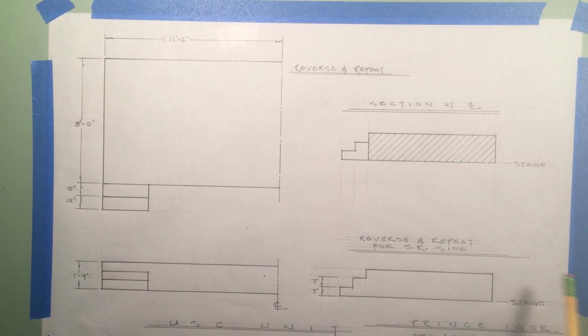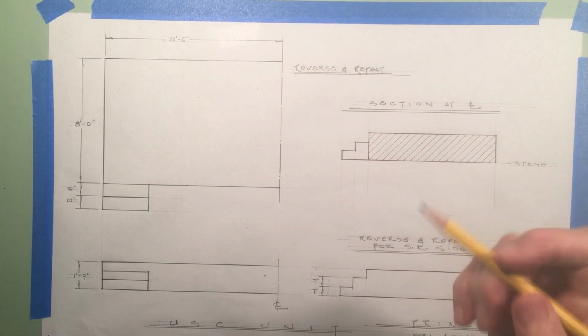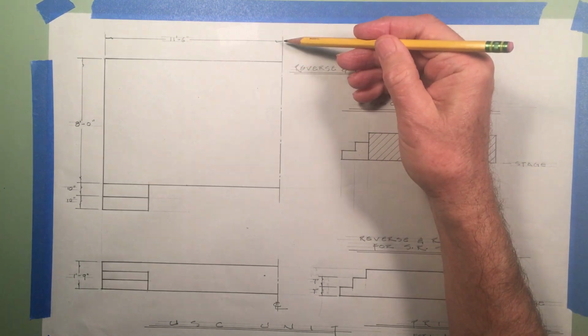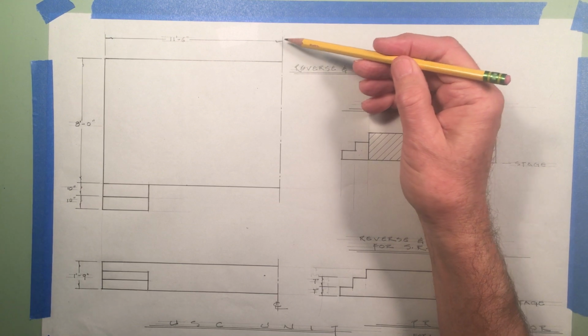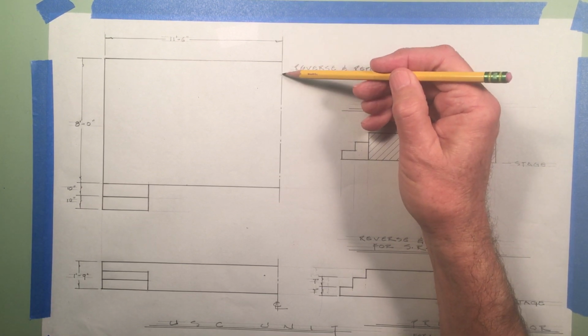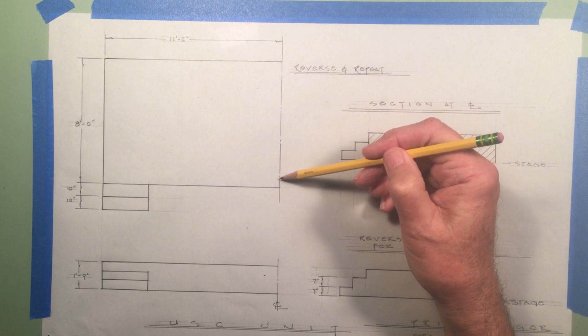Let's see. We see the note here, reverse and repeat, for the stage right side, so we only have to draw the stage left side, and the note tells us that the stage right side is a mirror image. You see here, we can use the center line as an extension line. And the center line is, as always, a thin, dark line with long, short, long, short, long, short, long, short, long.